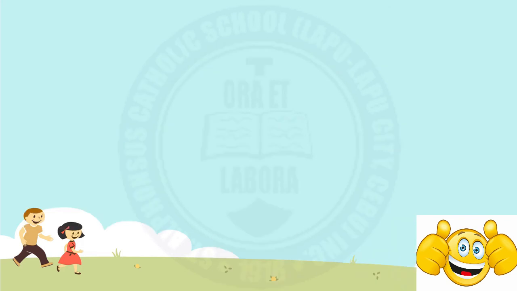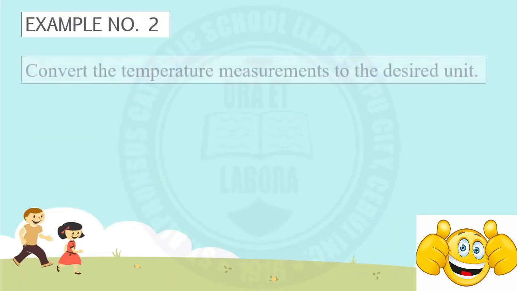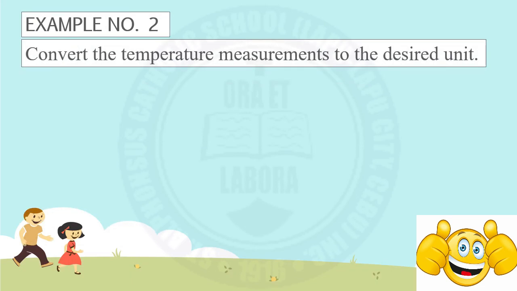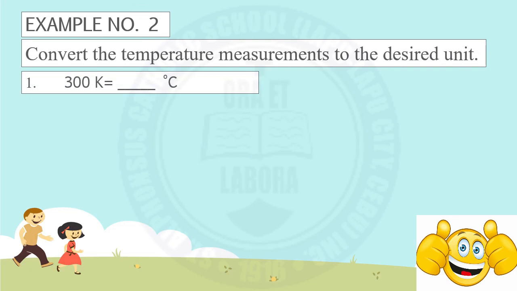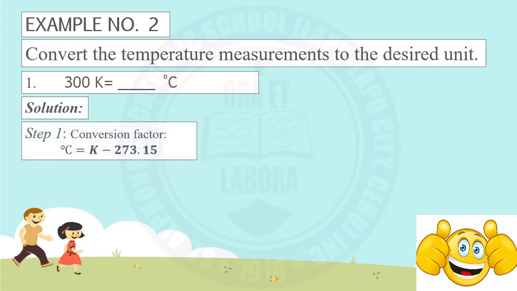Example number 2. Convert the temperature measurements to the desired unit. 300 Kelvin in degrees Celsius, or how many degrees Celsius in 300 Kelvin? To solve that, conversion factor: degrees Celsius, which is our desired unit, is the formula that we need to use. Degrees Celsius is equal to Kelvin minus 273.15.